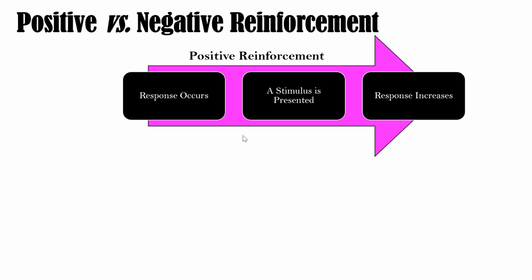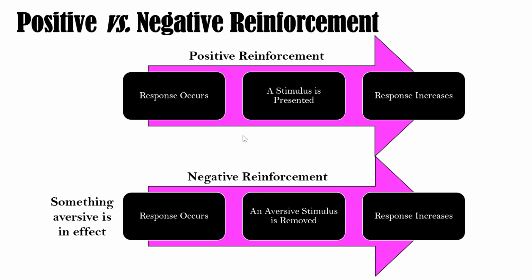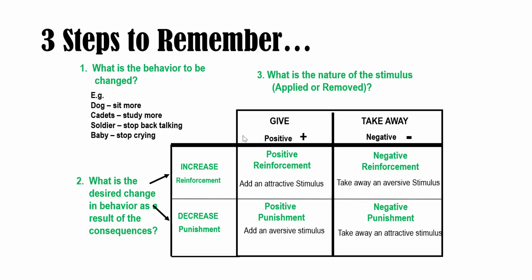Okay, so we've been talking about positive reinforcement. Let's go back to negative reinforcement. Remember that for negative reinforcement, you have something aversive as an effect. A response occurs and an aversive stimulus is removed, and therefore the future probability of the response increases.